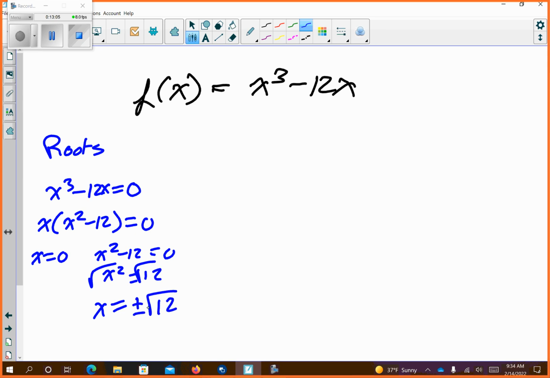Okay, so all of these are roots, meaning 0, 0 is a root. Root 12 comma 0 is a root, and negative root 12 comma 0 is a root. And what tells you that it's a root is the y component is 0.